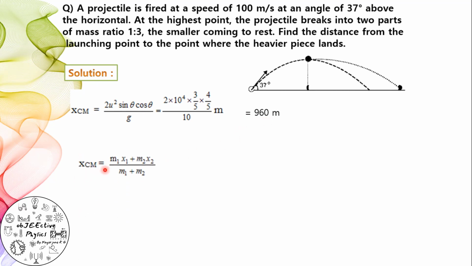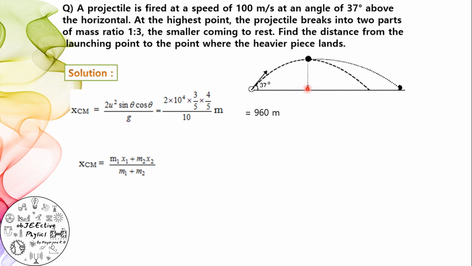But the X_CM formula is equal to (m1 x1 + m2 x2) divided by (m1 + m2), where m1, as I said already, is M by 4, m2 is 3m by 4, and x1 is the first particle's distance. This is half of the 960, so 960 by 2, exactly half. The total range of the system is 960. So the first particle drops down exactly at the half. So x1 is equal to 480, that is 960 by 2, and we should find out x2.